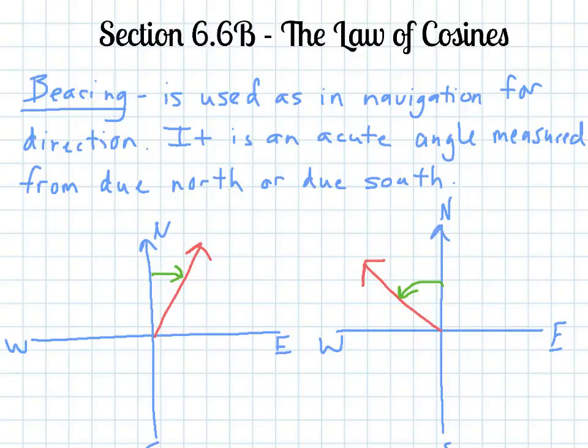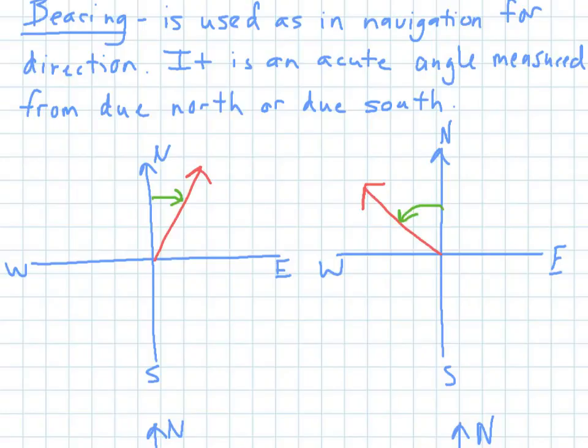Today's lesson, section 6.6b, we'll be talking about the law of cosines still, but in that section we'll be talking about bearing. So bearing is something that's used in navigation for direction. It's an acute angle measured from due north or due south. So if you think about our unit circle, and then instead of degrees all the time, look at one of these where the top is north, the bottom is south, the right is east, and the left is west.